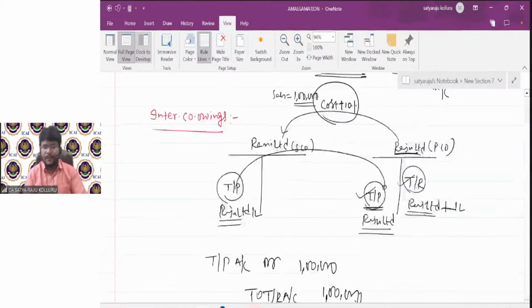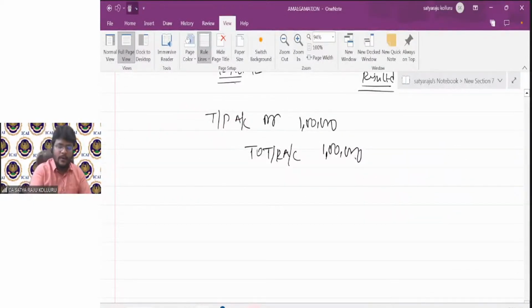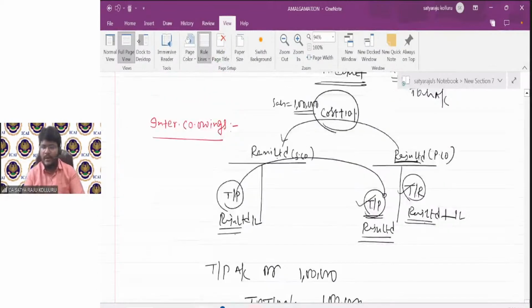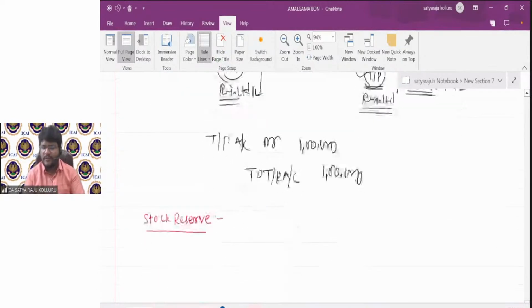Yeah, fine. Next, after intercompany owings, this is a simple adjustment. Let me take one more adjustment, guys, which is stock reserve. Stock reserve. So whatever example I considered in the earlier case, let me continue the same example.